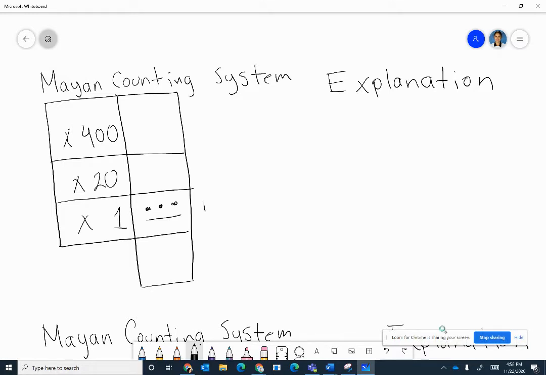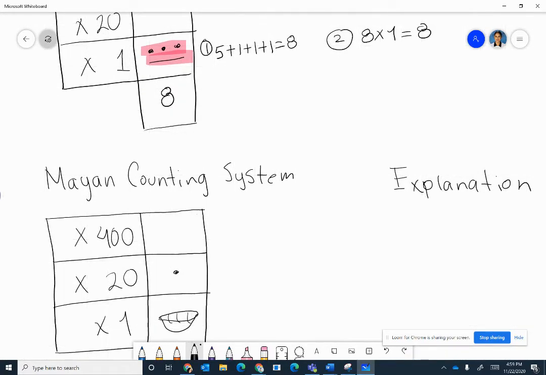So step 1, we have 5. That horizontal line represents number 5, plus 1 plus 1 plus 1, because every dot represents 1. So this is equal to 8. Step number 2, 8 times 1 equals 8. So this number represents 8.